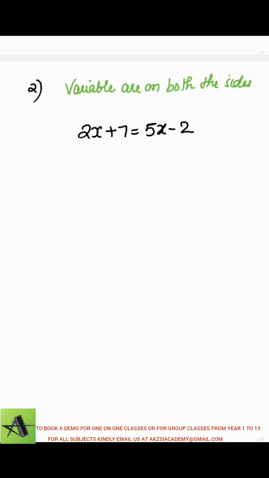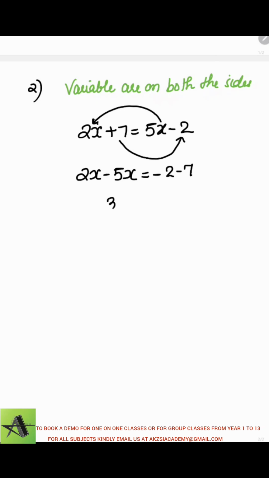Here I'll transpose 2x, say 5x, onto the left hand side, and transpose 7 onto the right hand side. When I move 5x onto the left hand side, the sign changes, and it will become 2x minus 5x. When I transpose 7 onto the right hand side, the sign will change and it will become minus 7. So 2x minus 5x will give you negative 3x, equals minus 2 minus 7, which is minus 9.